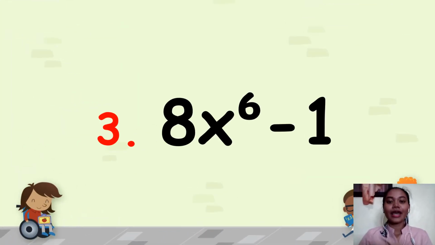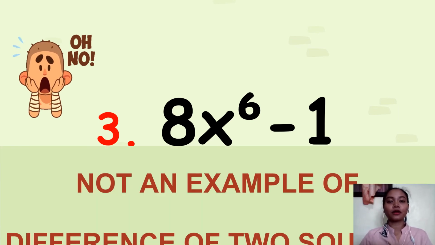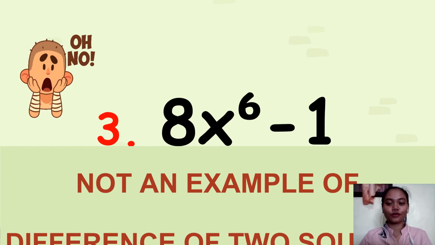Third, 8x to the 6th minus 1. Is this a perfect square? No, this is not a perfect square. This is not an example of a difference of two squares.